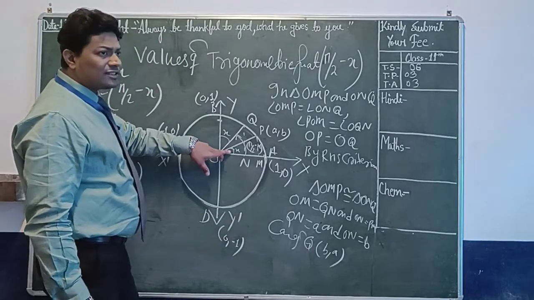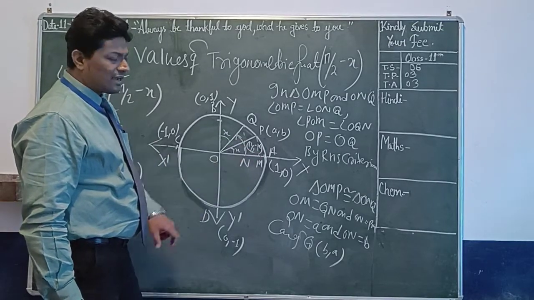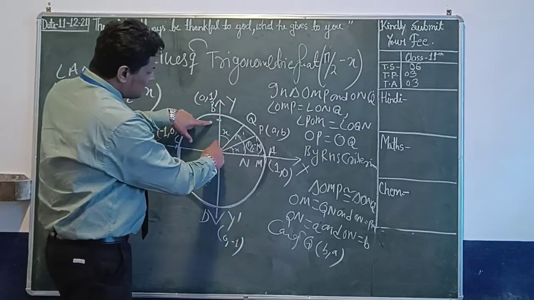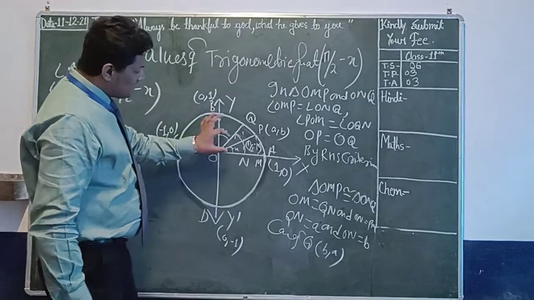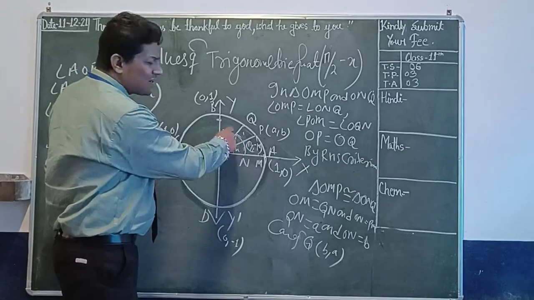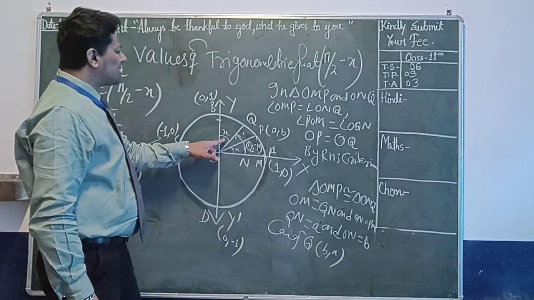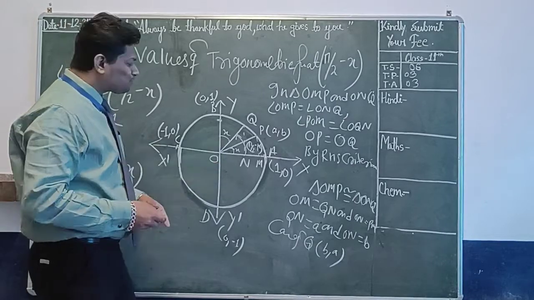Here you will get the rotation will be x. And here you are getting the rotation will be pi by 2 minus x, because this whole coordinate, the angle is 90 degree. If this angle is x, so this angle will be 90 minus x. Is it clear? Because this angle will also be equal to x.